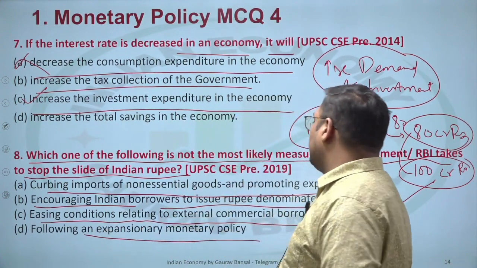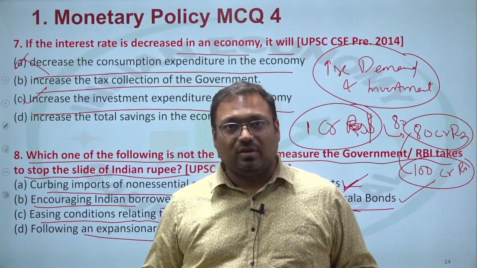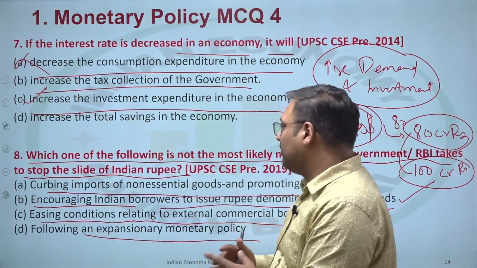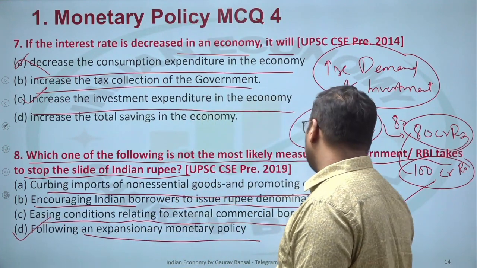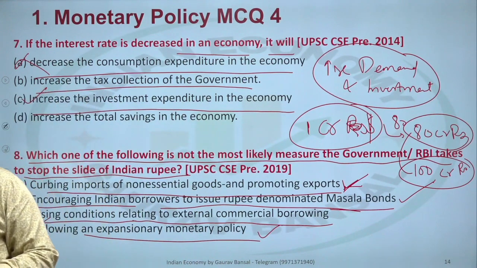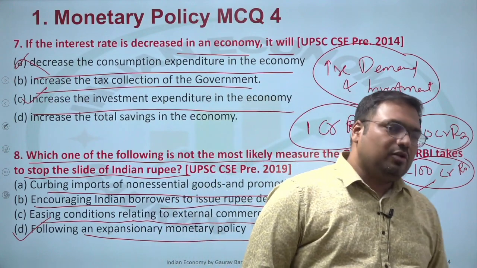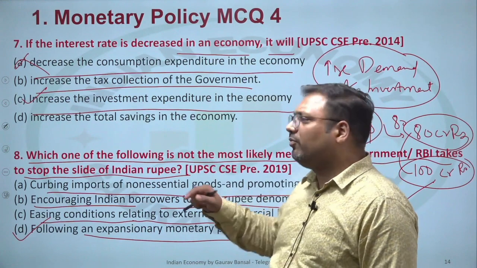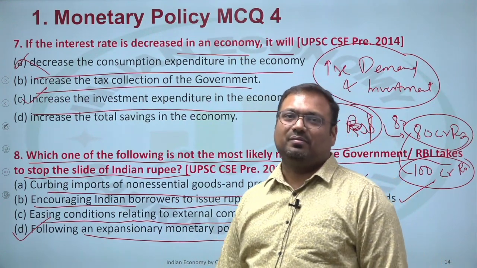Following an expansionary monetary policy. If we follow expansionary monetary policy in India, we will have inflation, and that will lead to even further slide of rupee. Okay, inflation increases the depreciation. So D is the least likely. D is the answer here. We should not be doing that at that time. For example, in 2022 it happened. When US Fed increased the interest rates or the Fed rate, then RBI had to follow a tight monetary policy. It had to increase interest rates in India.